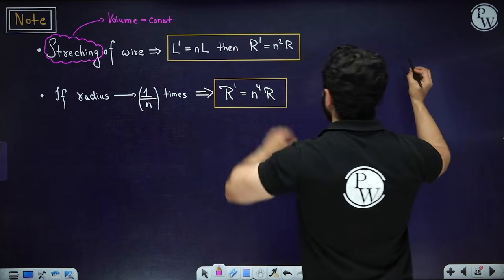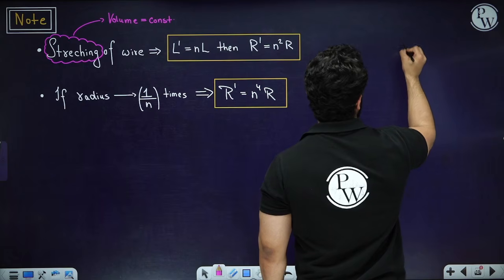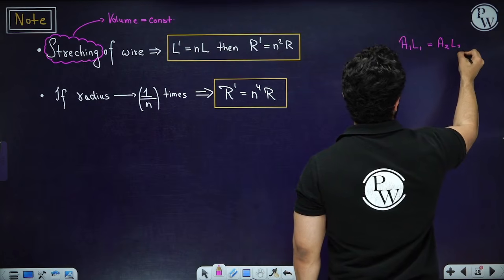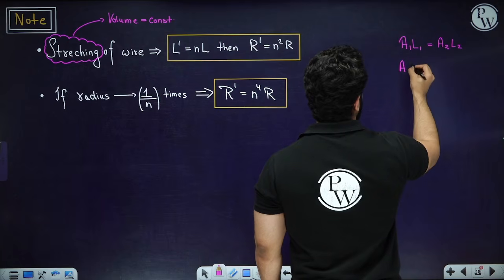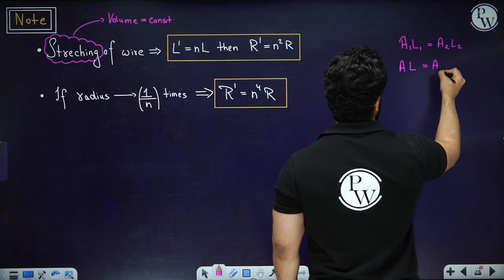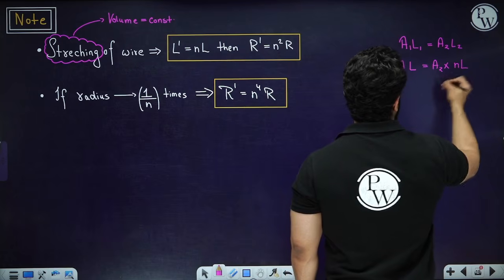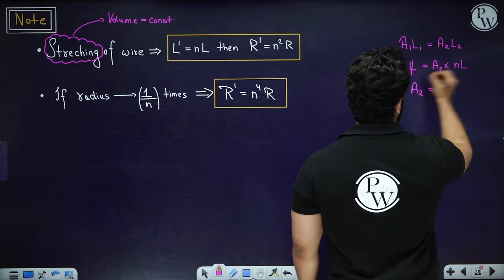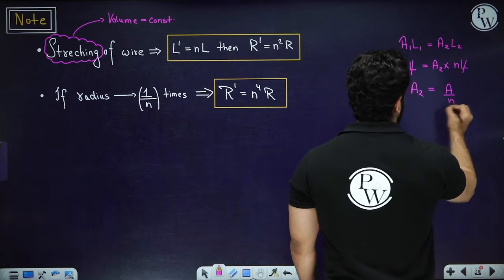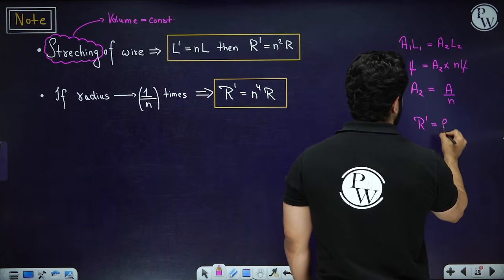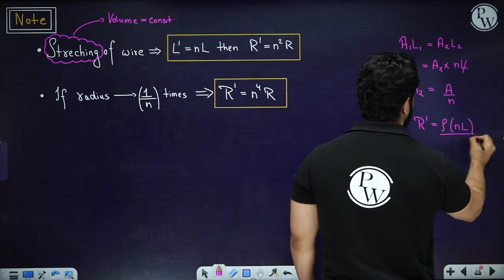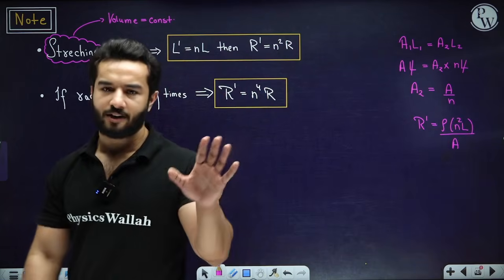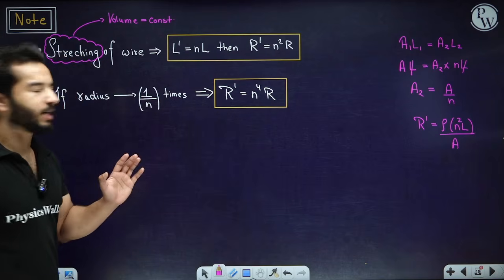We can derive it definitely, because if A1 times L1 is equal to A2 times L2, let's say initial area is A, initial length is L, and now they are saying that length becomes n times. So this would become nL. So A2 would become A by n. And now the new resistance will become rho L, which is now n times, divided by the new area, which is A by n. So that's how we get n square, right? I've derived it for you, but you must remember it to save time.